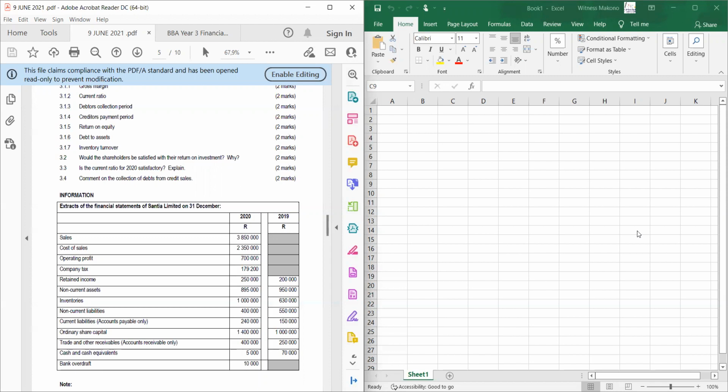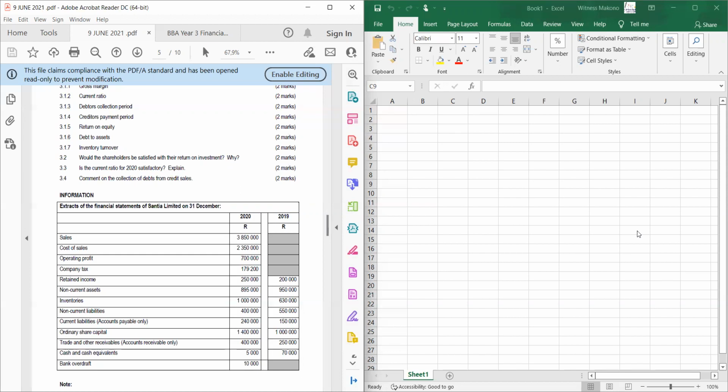Are you comparing the profitability? Are you comparing the activity? Are you comparing the ability to pay debt? Are you comparing the liquidity? Are you comparing the solvency? Something like that. So you need to know what you are comparing so that you will be able to explain these ratios.